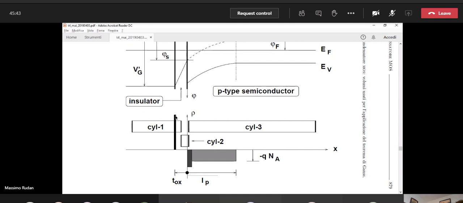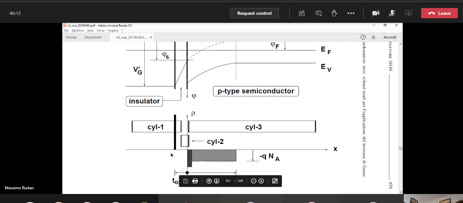And it is depicted as this stick here, okay? And the area of this stick should be equal to the total area of the negative charges, because the positive charge in the metal is equal and opposite to the total negative charge in the semiconductor, okay?